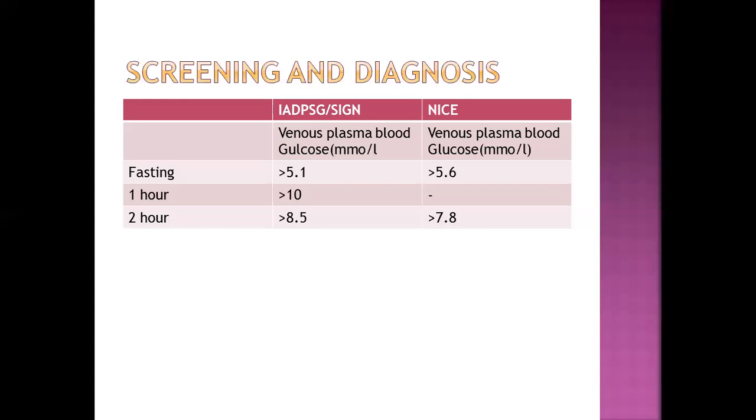While IADPSG, because of the HAPO study, hyperglycemia and adverse pregnancy outcome, is a study which was conducted worldwide on 23,000 patients, in which they looked at different levels of hyperglycemia and the effect on the fetus and the neonate. The outcome variables were macrosomia, shoulder dystocia, increased risk of cesarean section and neonatal hypoglycemia.